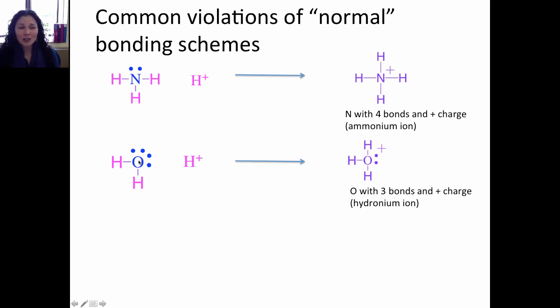Same thing can happen with oxygen. Whenever you have a lone pair and a hydrogen ion, that atom can share one of its lone pairs with the hydrogen right there, and now that oxygen, or that atom that has been violated, carries a positive charge. We'll talk more about this later, but this is simple acid-base chemistry.